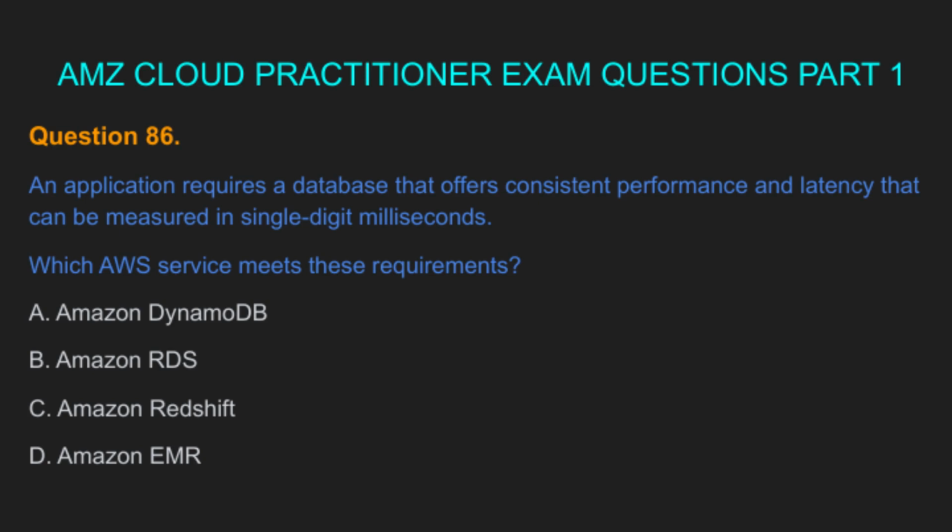Question 86. An application requires a database that offers consistent performance and latency that can be measured in single-digit milliseconds. Which AWS service meets these requirements? A. Amazon DynamoDB. B. Amazon RDS. C. Amazon Redshift. D. Amazon EMR.